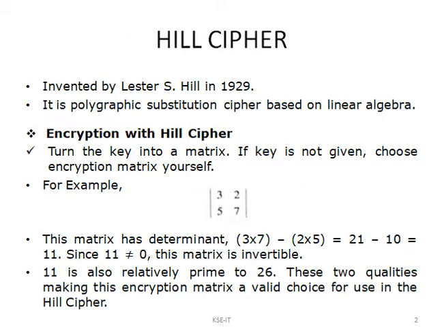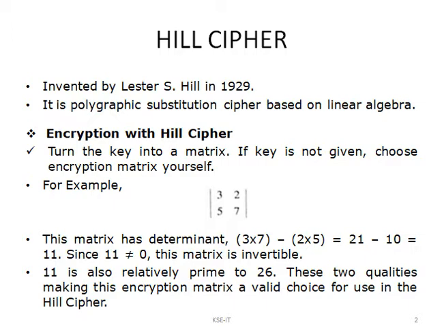Today we are going to learn about Hill cipher. It was invented by Lester S. Hill in 1929. It is a polygraphic substitution cipher based on linear algebra. It works on the symmetric cipher model, in which only one key is used for encryption and decryption.